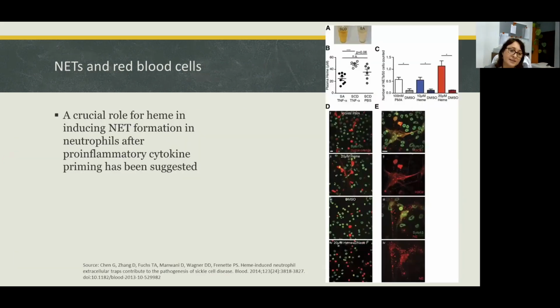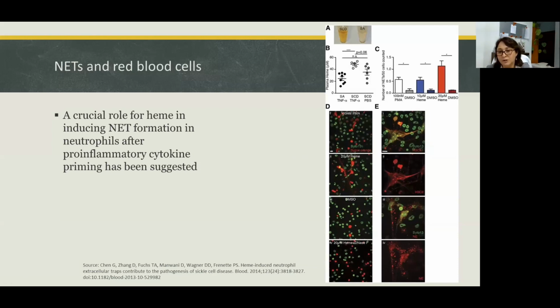Several groups asked the question if heme or hemolysis can affect NET release. So the answer is quite clear. It's yes, because in a study with sickle cell disease subjects, it was shown that heme itself can induce neutrophil extracellular traps release from intact neutrophils. But also heme is able to stimulate neutrophils which are primed with inflammatory cytokines in the beginning.